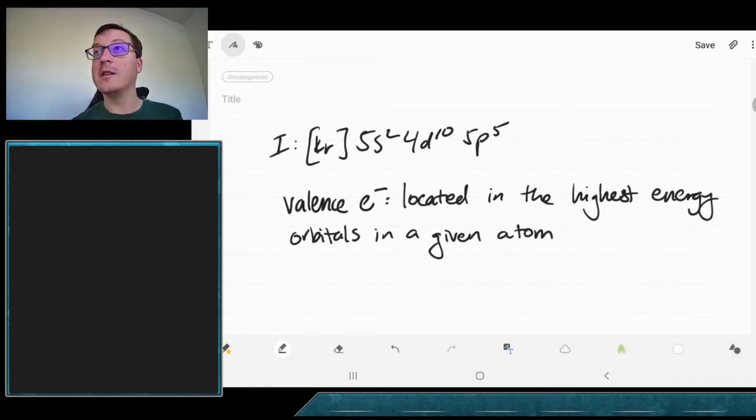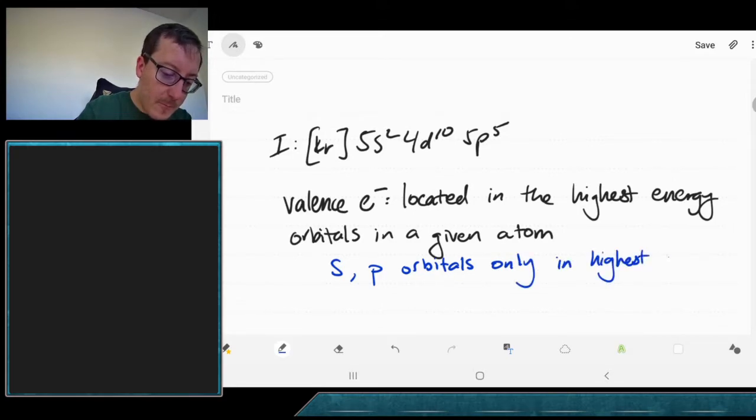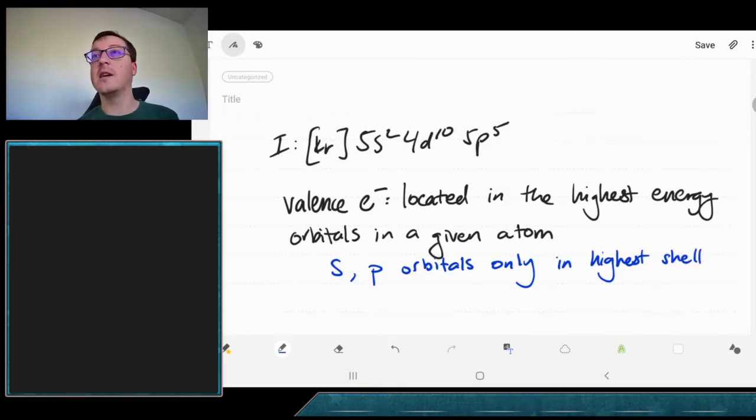And for the highest energy ones, we make this more specific by really only talking about s and p orbitals in your highest shell. So d electrons, because they are of a lower shell, even though they're still higher energy electrons, don't really do much. They're still buried underneath all of these outer ones, and so it's harder for them to get out and interact with different things. So typically when we talk about valence electrons, we really only mean the ones in the highest shell, the ones that have the largest number in front of them.